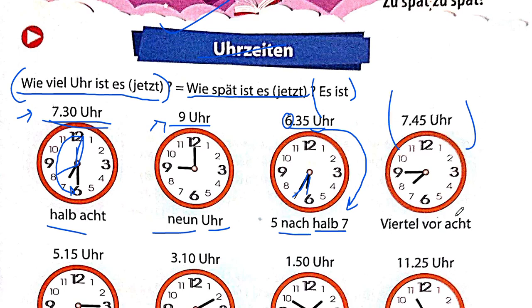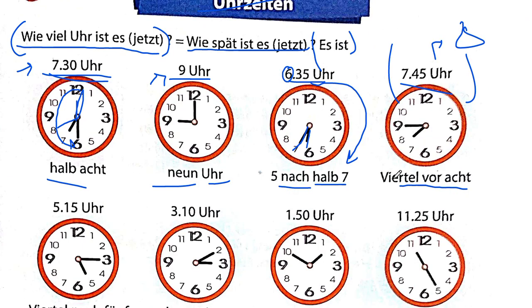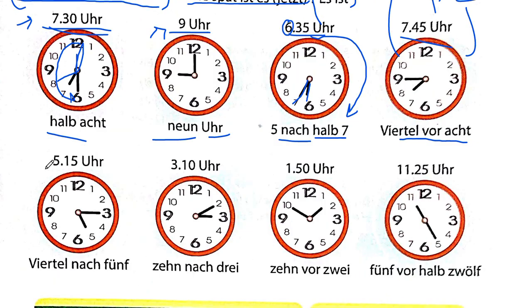Coming to 7:45, you will have to use Viertel vor acht. Viertel vor acht. That means 15 minutes before 8 o'clock. So 7:45 is basically 15 minutes before 8 o'clock. Is it correct or not? It is. So that's why Viertel, 15 minutes before 8. Okay, 5:15. How to say 5:15? Viertel nach 5. 15 minutes after 5.